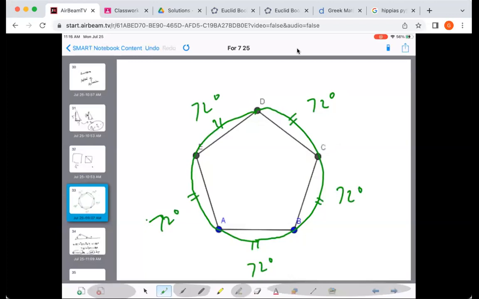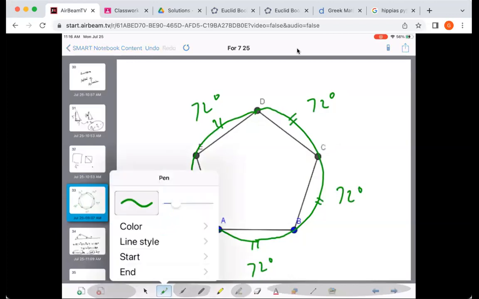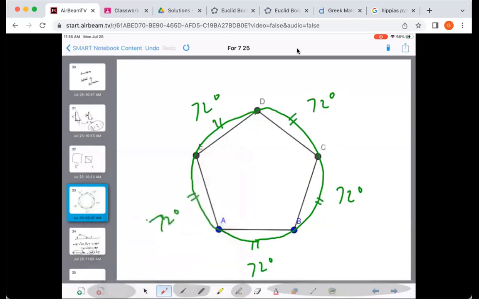And if I draw 2 more lines, namely this one and this one, I create this red isosceles triangle.